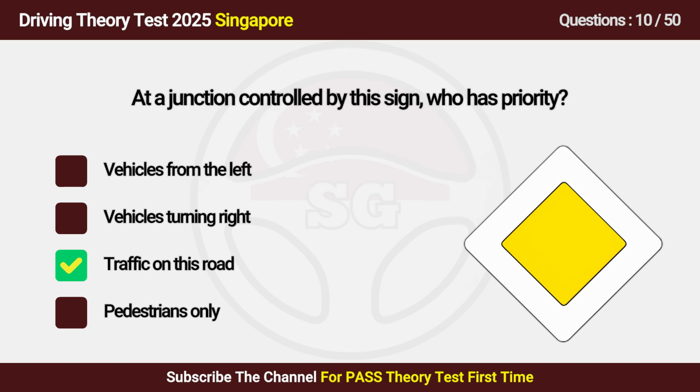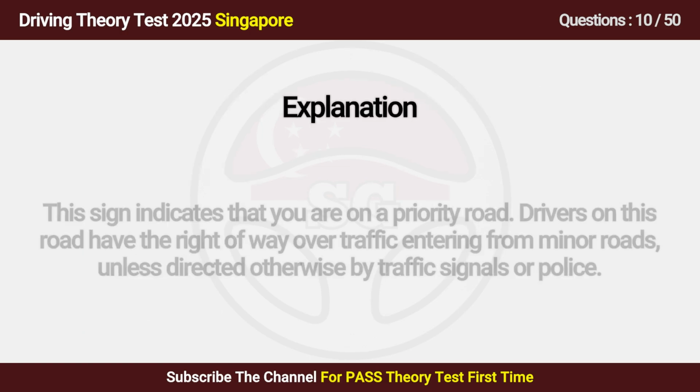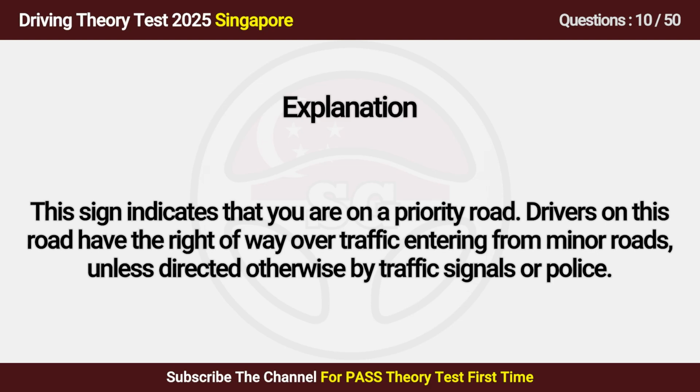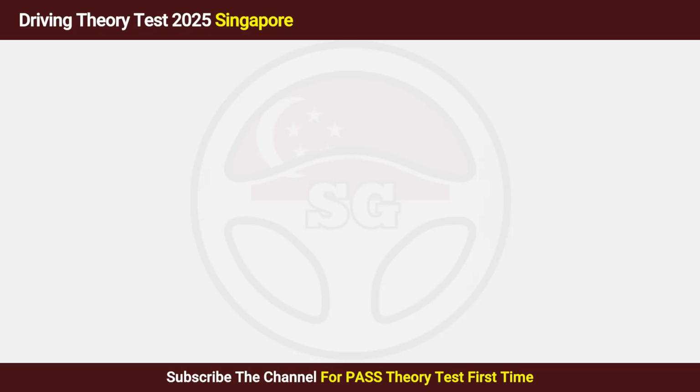Answer is C. Traffic on this road. This sign indicates that you are on a priority road. Drivers on this road have the right of way over traffic entering from minor roads, unless directed otherwise by traffic signals or police.